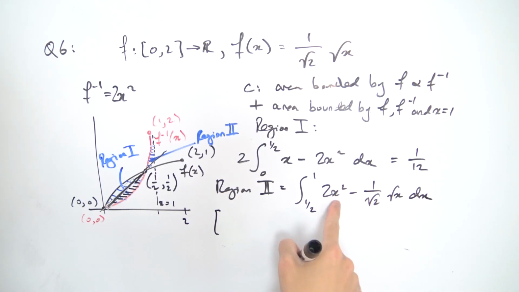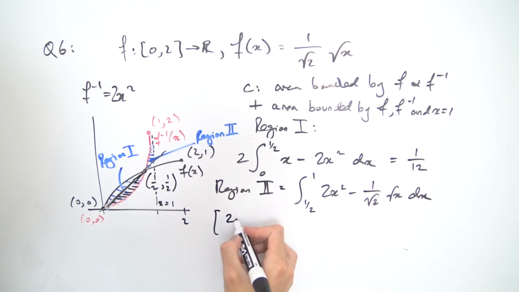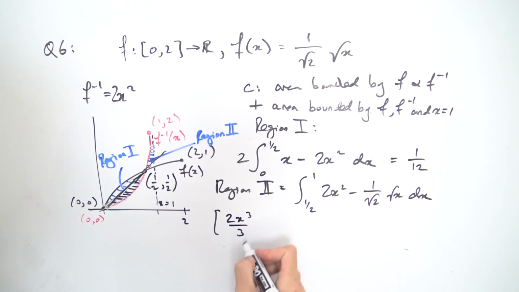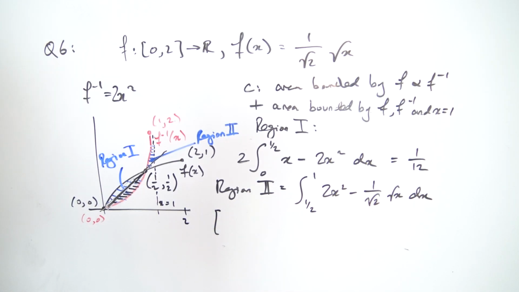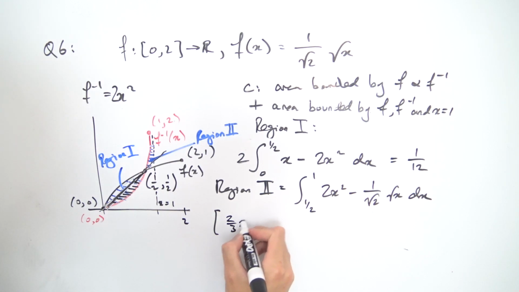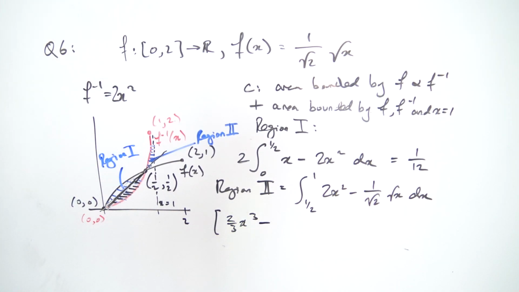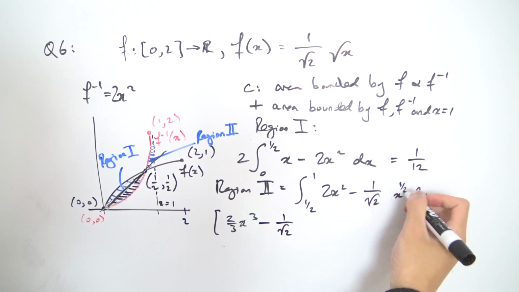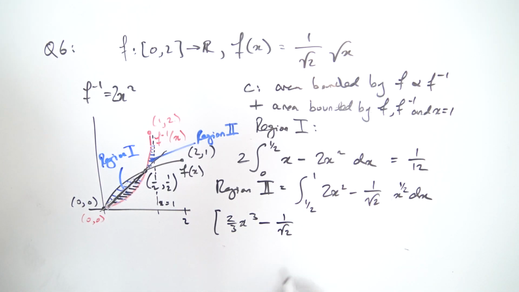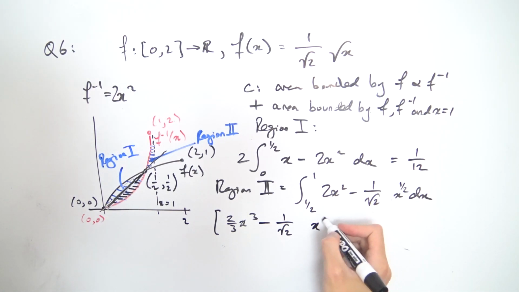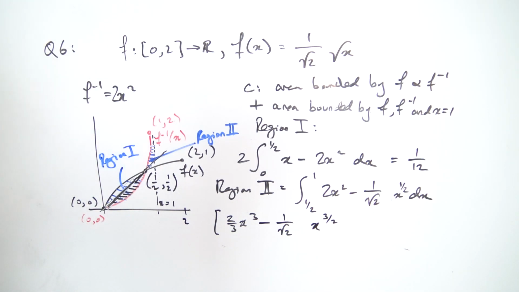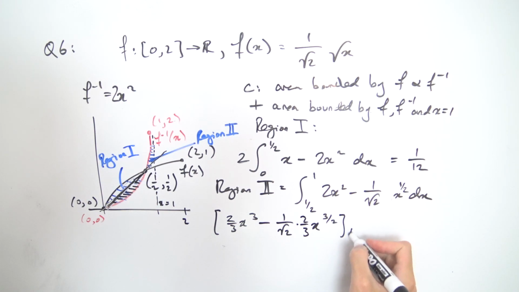We have the antiderivative of this thing, that's 2x cubed over 3. I'll just write it as 2/3 x cubed actually. So 2/3 x cubed minus, and now we have 1 over the square root of 2. And notice square root of x is just x raised to the 1/2. So in order to antidifferentiate that, we're going to add 1 to the exponent, so that becomes 3/2, and divide by 3/2, which is the same as multiplying by 2/3, and evaluate this from 1/2 to 1.